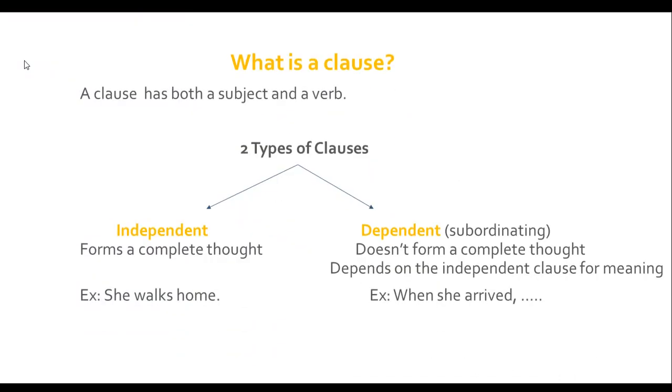What is a clause? A clause has both a subject and a verb. We have two types of clauses, independent and dependent. Independent means it forms a complete thought, for example, she walks home. Dependent, or subordinating, doesn't form a complete thought and depends on the independent clause for meaning. For example, when she arrived is a dependent clause.